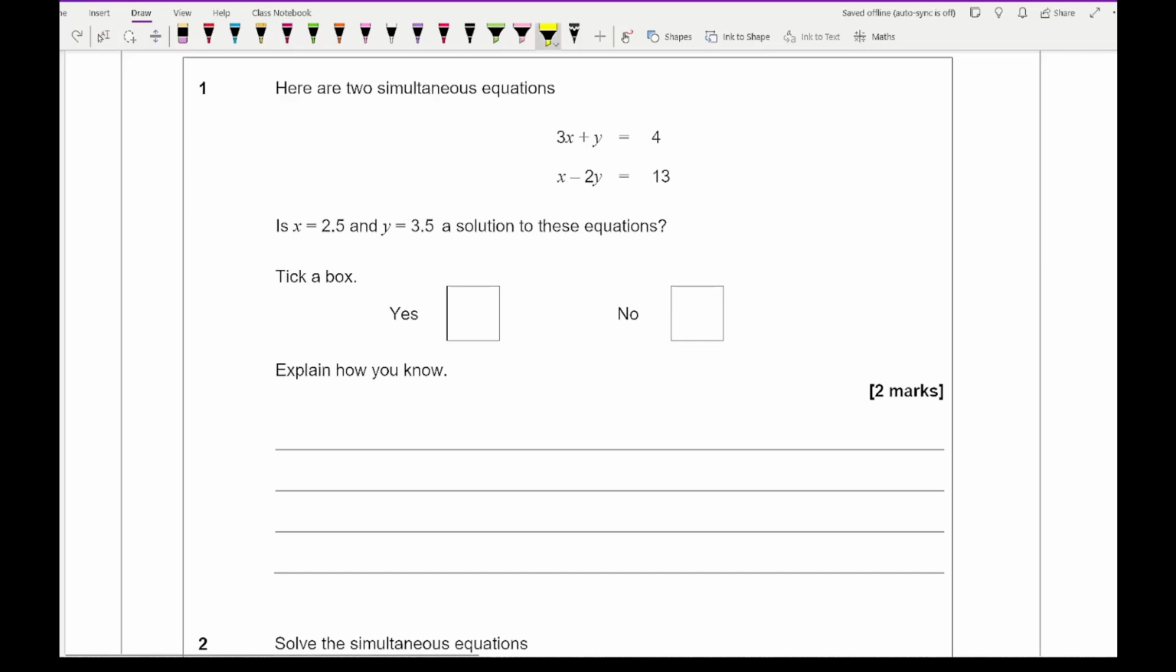So for this, all we need to do is just simply pick one of the equations. So I'm going to go for the top one, and then all I'm going to do is substitute these two numbers to see if it does equal 4.